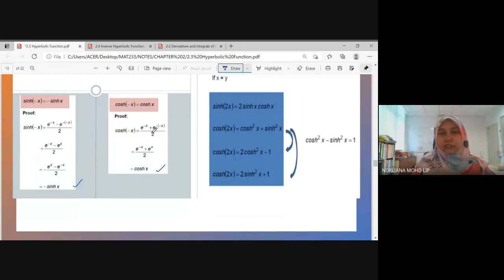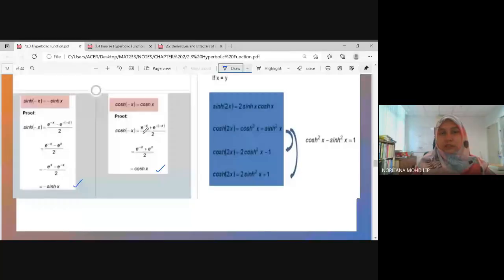So the hyperbolic cos equal to the hyperbolic cos negative x. X ni dia akan jadi positif lah. So ni. Dia berbeza dengan yang ni. Kalau hyperbolic sine negative x, kita equal to negative hyperbolic sine x. Kalau untuk yang ni tak.